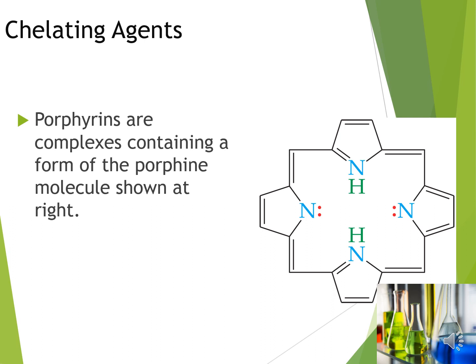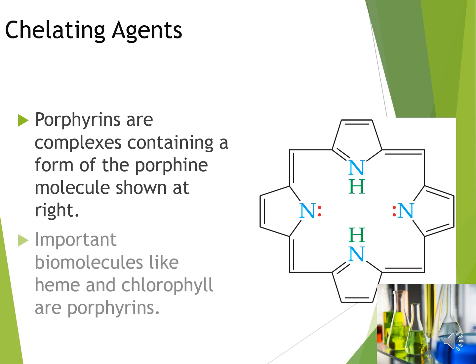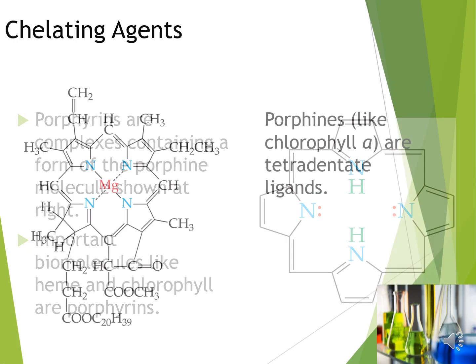Examples are porphyrins. Important biomolecules like hemoglobin and chlorophyll are also porphyrins.